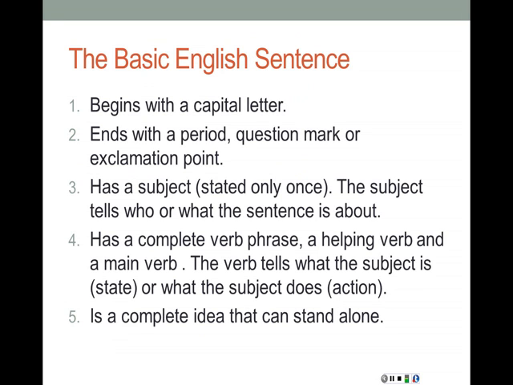Here's a little note about the basic English sentence. When you're writing a simple sentence, you should check that your sentence has a subject and complete verb phrase. You should also check the sentence begins with a capital letter, has end punctuation, and expresses a complete idea. If all of these requirements are met, your sentence will be complete.